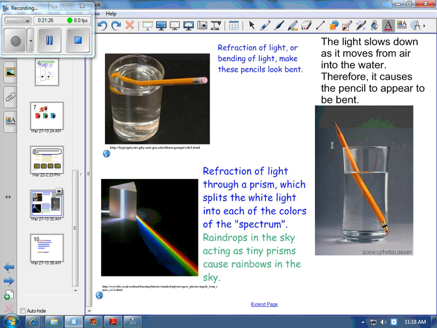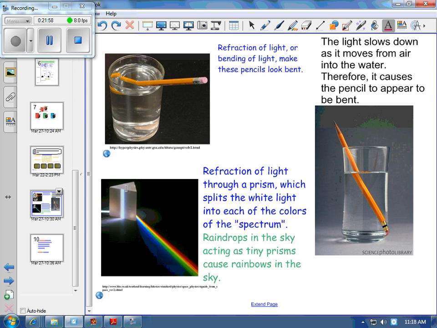So notice that, and then there's another one over here. Okay, the light, what happens is that the light slows down as it moves from the air into the water. Therefore, it causes the pencil to appear to be bent. So it's actually the light wave slowing down as it moves from the air into the water. And that alone causes the refraction of light, or it makes the pencil look like it's bent.